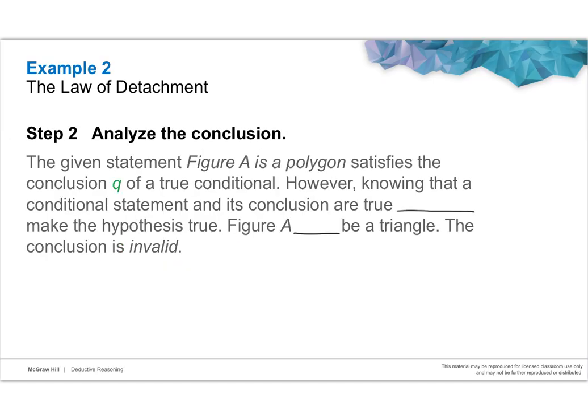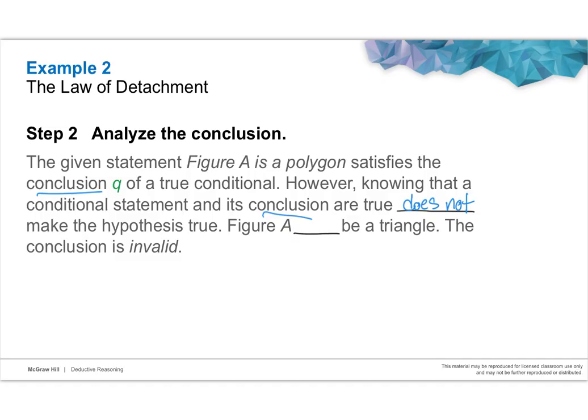Now we will analyze what conclusion we made and whether it's valid or not. The given statement, figure A is a polygon, does satisfy a part of the statement, but it satisfies the conclusion of a true conditional. However, knowing that a conditional statement and its conclusion are true does not make the hypothesis true. It's kind of the reverse, right, of the law of detachment. We have to go the other direction.